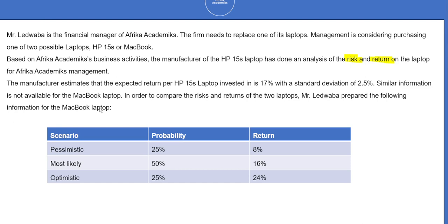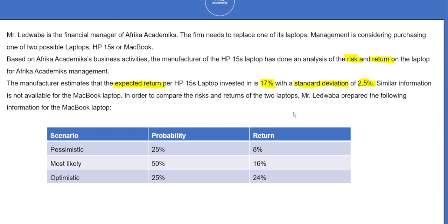Now, the manufacturer estimates that the expected return per HP 15S laptop invested in is 17%. So this means if Afrika Academics buys one HP 15S laptop, they will make a return of 17% on the money that is being spent on the laptop. So if they buy the laptop for 1,000, they will make 17% of 1,000 in terms of return, with a standard deviation, this is another keyword, of 2.5%.